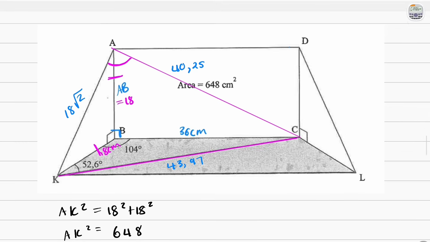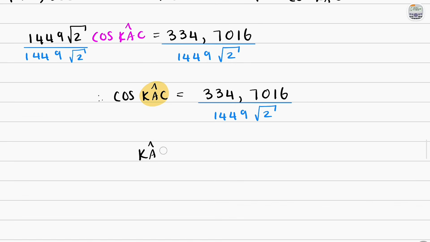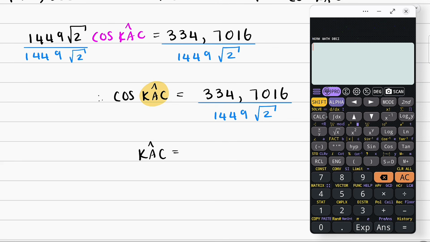Okay, so I was just checking if it could possibly be that ambiguous case, but they don't bring that up a lot. Actually, I've never seen them bring it up in an exam. So let's go ahead and find this. So on your calculator, you're just going to say shift cos, so the second function of cos, and then put down this value. So it's 334.7016, and then over 1449 square root 2. And this is our answer.